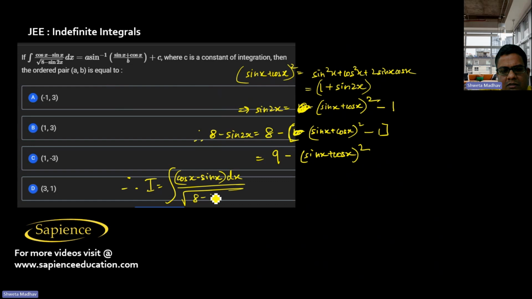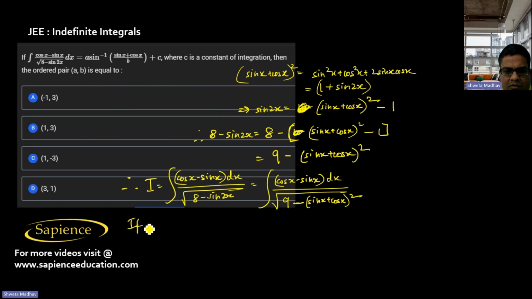8 minus sin 2x. This can be written as integral (cos x minus sin x) dx by root over 9 minus (sin x plus cos x) whole square. So now suppose we take sin x plus cos x as t, then (cos x minus sin x) dx will be equal to dt.